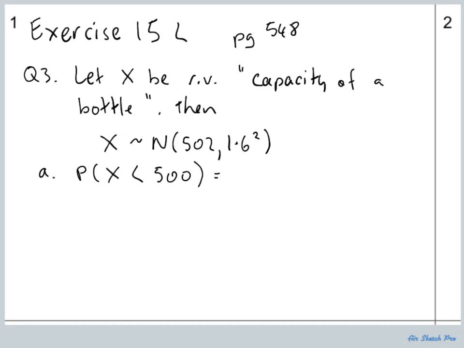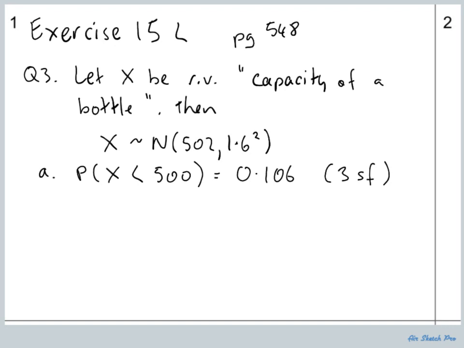Okay, so I've done all that on my calculator, pressed enter a couple of times, and I get 0.106 to 3 significant figures. Seems pretty high to me. 10% chance of it not being the right capacity. Okay, is that okay so far?